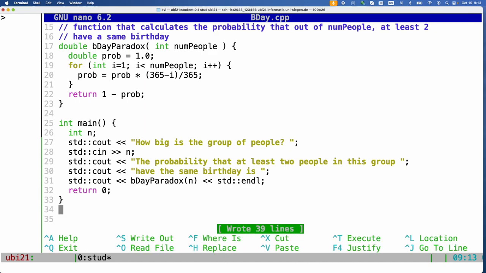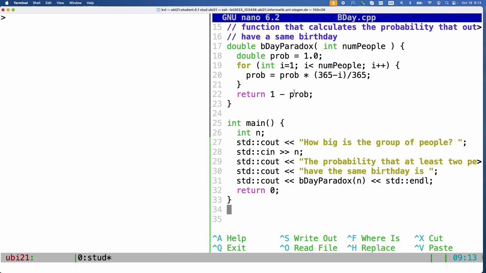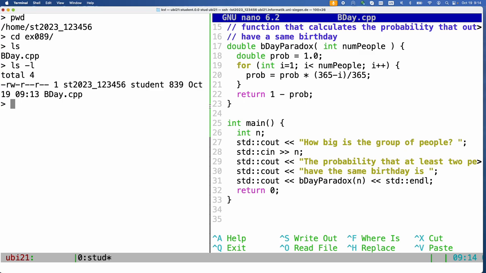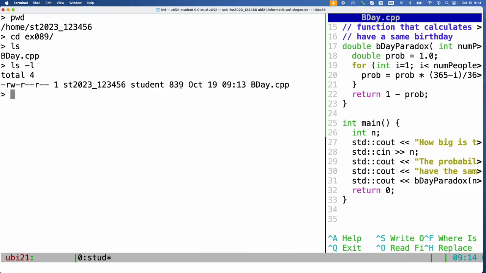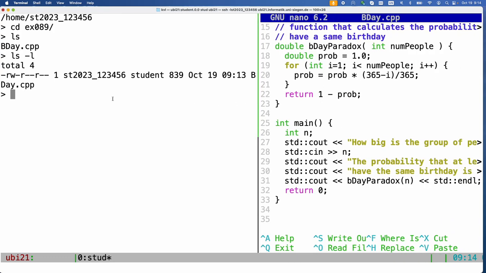Let's do that. To do this, we can use the other pane, actually. So, we have our nano over here. Let's see where we are. We still need to go to our directory. That's what we just did. And now we have our CPP file. We can even see when it was written, how big it is. It's 839 bytes long. This is basically almost the same as 839 characters that I typed right now. And you know who it belongs to. So this is basically our text file that we can also read.